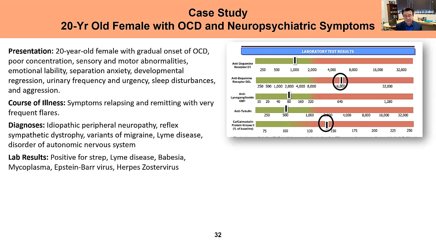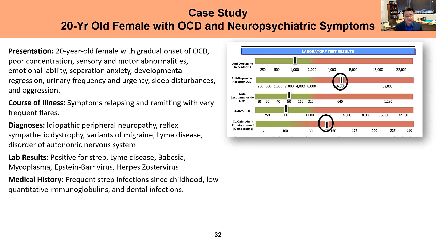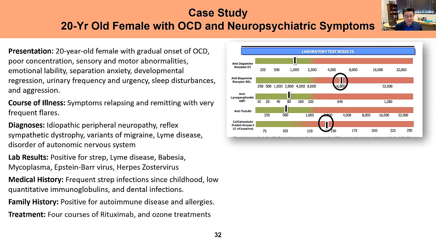And therefore, it even makes it more challenging to get the patient well, because until you find these and you treat these, often they're still stimulating the immune system. So there were frequent strep infections and low IgG, dental infections, positive history for autoimmune disease.